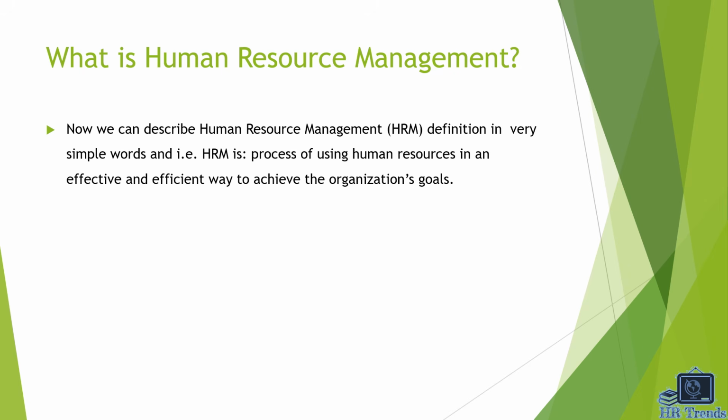As we have seen in the previous slides, human resource management is a combination of three different words, which are humans, resources, and management. When we combine these three words, we will get the definition of human resource management. So let me read the definition of human resource management first. Now we can describe the human resource management definition in very simple words. And that is, human resource management is the process of using human resources in an effective and efficient way to achieve the organization's goals. So let me explain a bit.